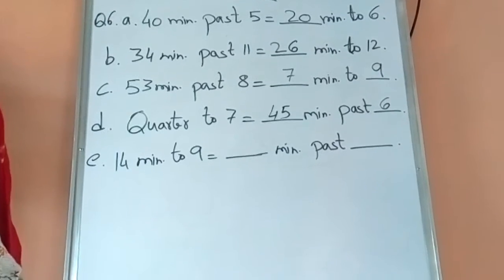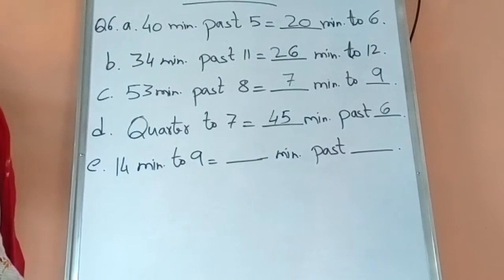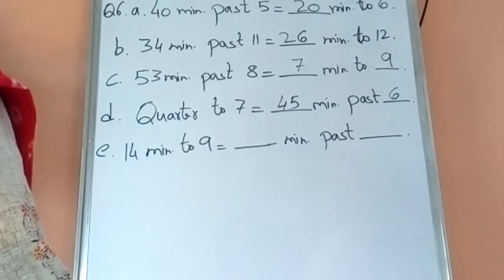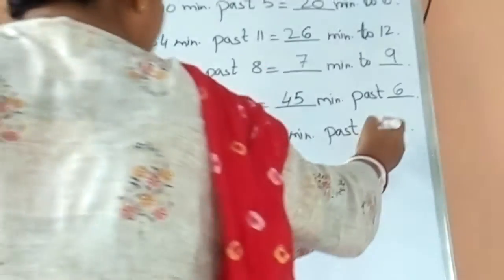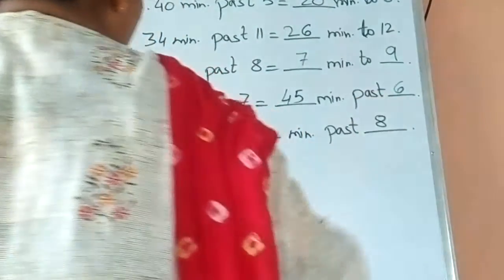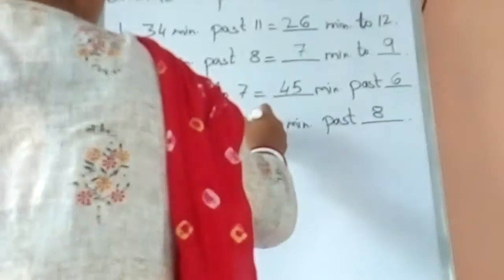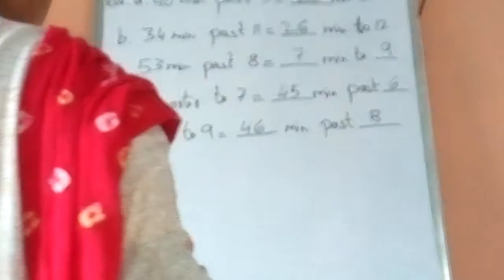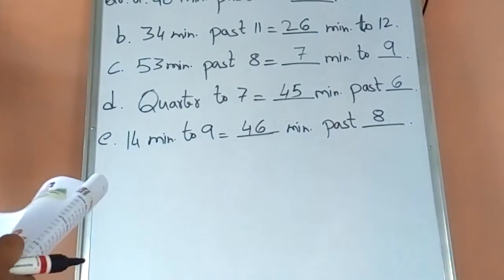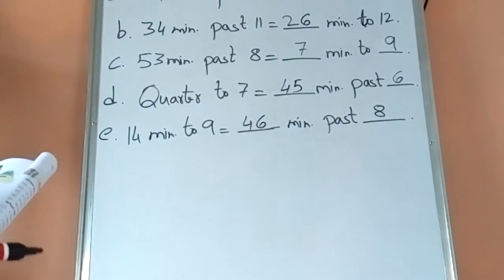Number E, 14 minutes to 9. So dash minutes past, naturally it will be 8. And 60 minus 14, it will be 46. So 46 minutes past 8 o'clock.